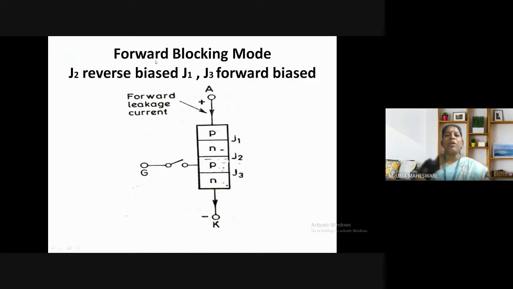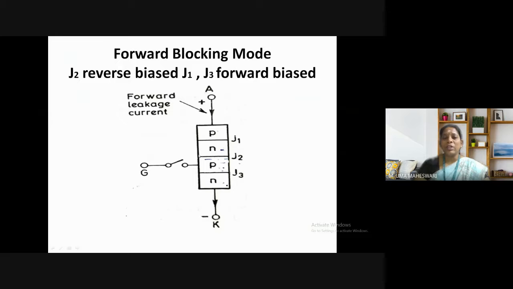Now with respect to forward blocking mode. What is forward blocking mode and what is the potential across the anode and cathode terminals? In forward blocking mode, the anode is given positive and the cathode is given negative, and the gate circuit is open. As I already explained, we can similarly check whether each junction is forward biased or reverse biased. Junctions J1 and J3 are forward biased, whereas junction J2 is reverse biased.